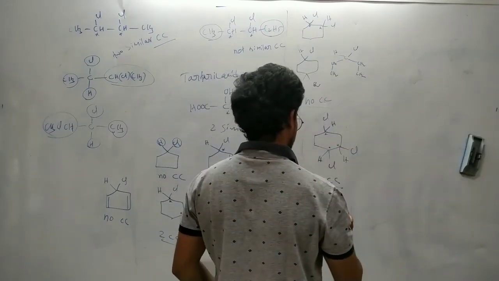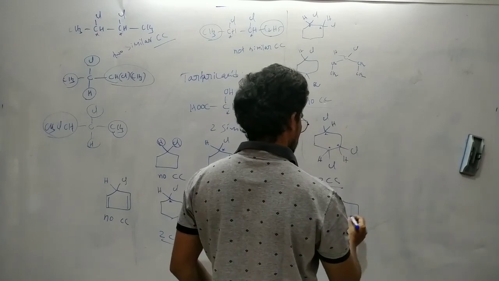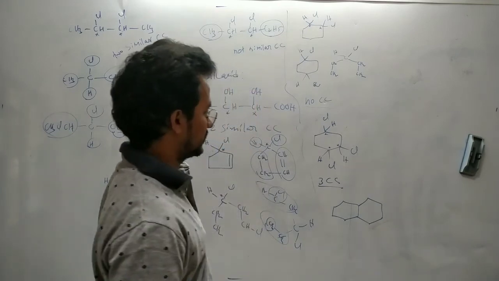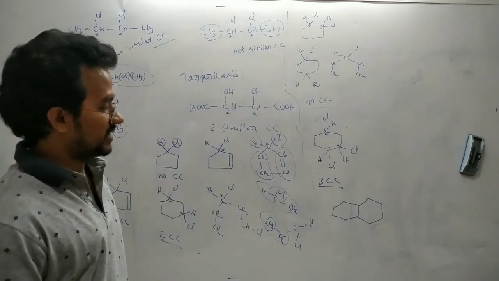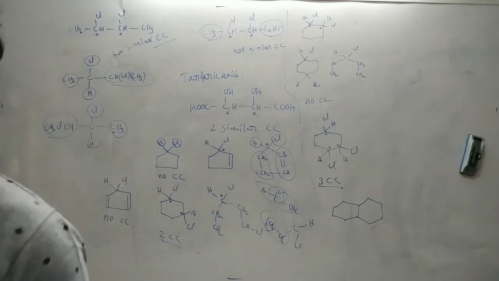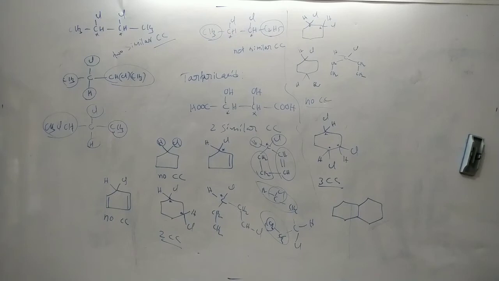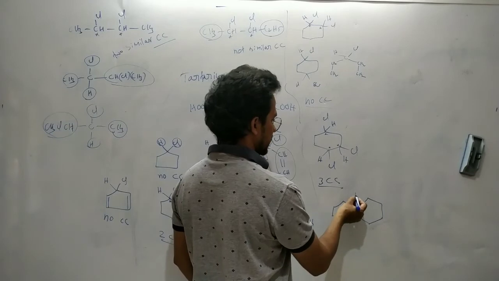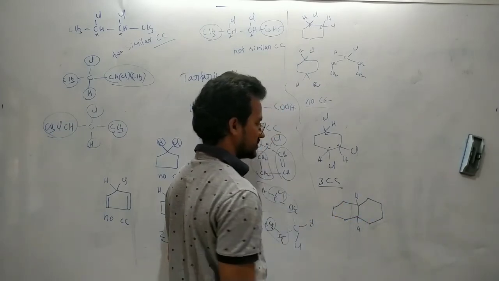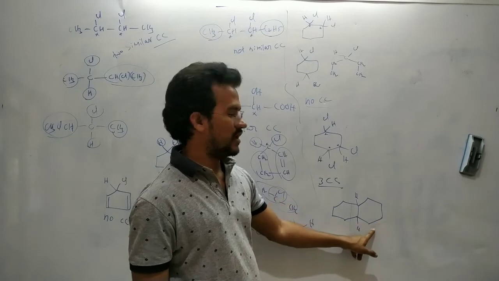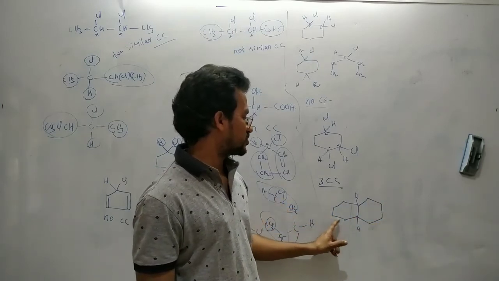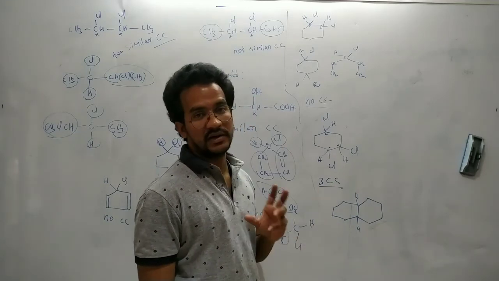Now next, the bicyclic compound. This bicyclic compound has no chiral carbon. Why? Because in this case, this carbon is attached to hydrogen, this carbon is attached to hydrogen. Of course, these carbons are not chiral carbons because each carbon is attached to 2 hydrogens, so those are not chiral carbons.